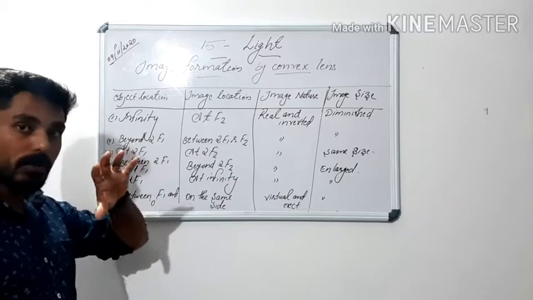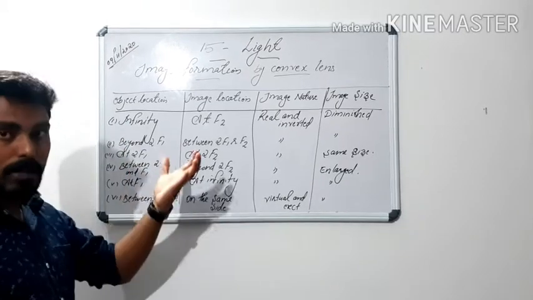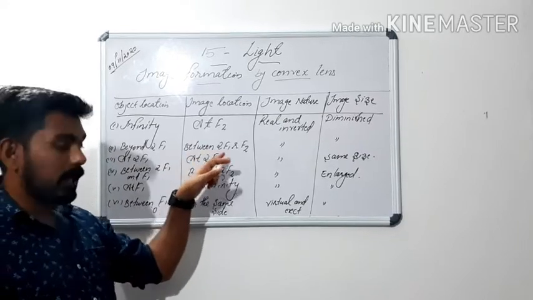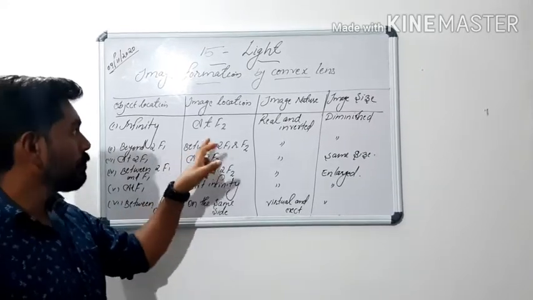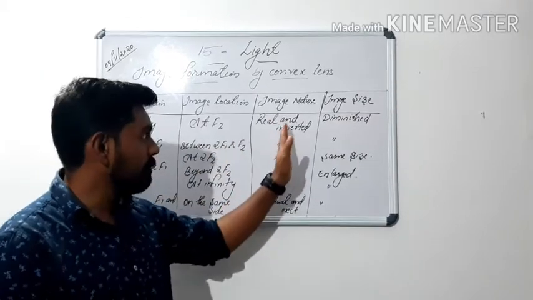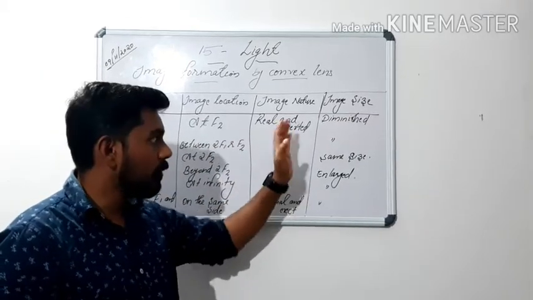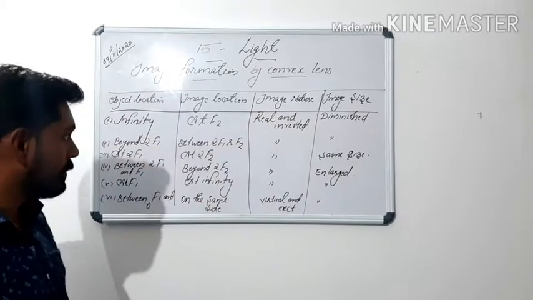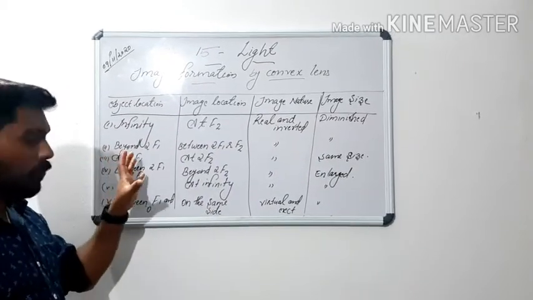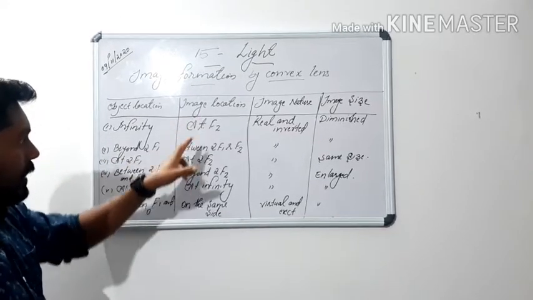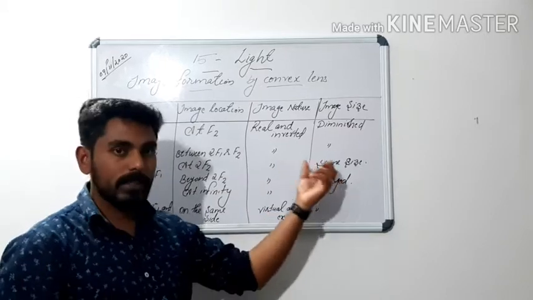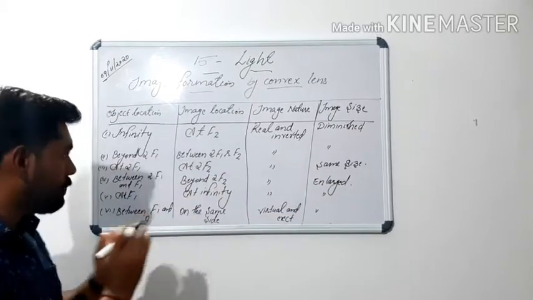2F means, as I told you, the center of curvature, which is double the principal focus. That's why it is 2F1. The image will be formed between F2 and 2F2. Again a real and inverted image will be formed, small in size, diminished. When you place the object at 2F1, the image location is also 2F2, and it is real and inverted, with size almost equal to the object.